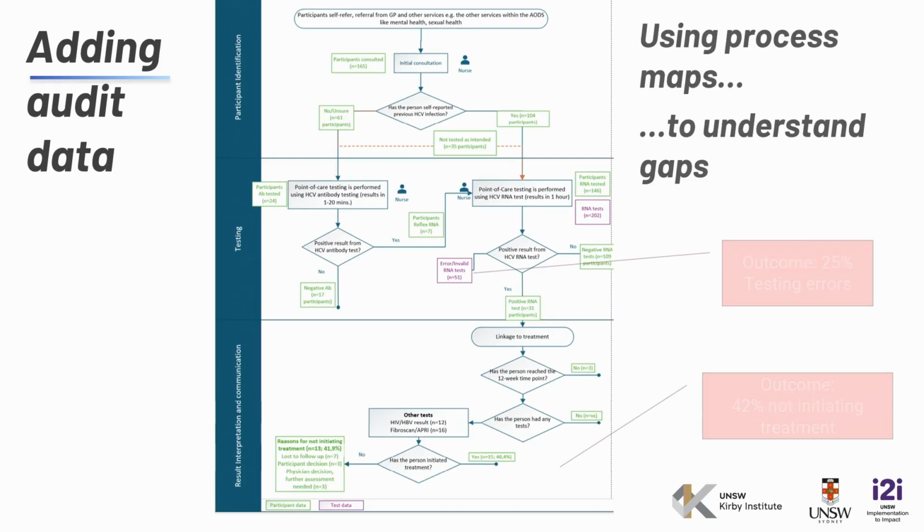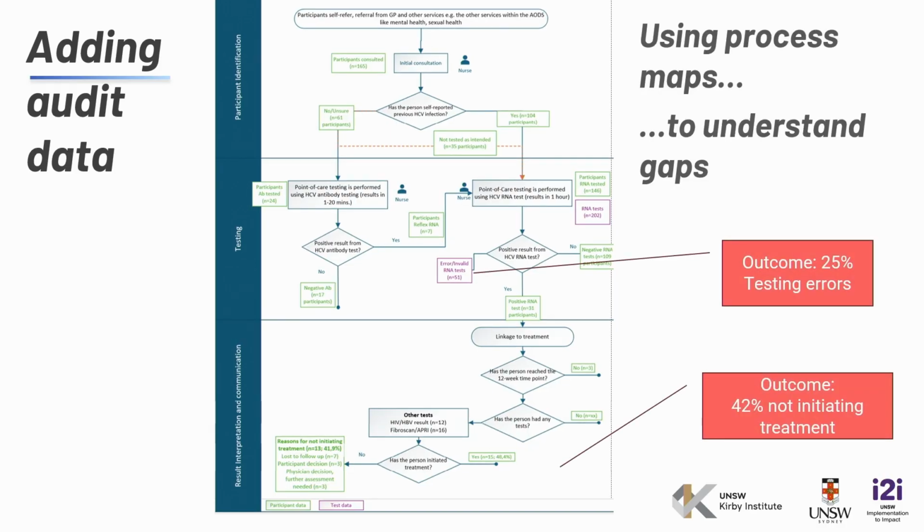And then if you add the audit data, we can really start to use these process maps per site to understand gaps, but also then to be able to compare these gaps between sites. So as an example, in this particular site, one of the outcomes that we found was there was 25% testing errors, and that there was 42% not initiating treatment.